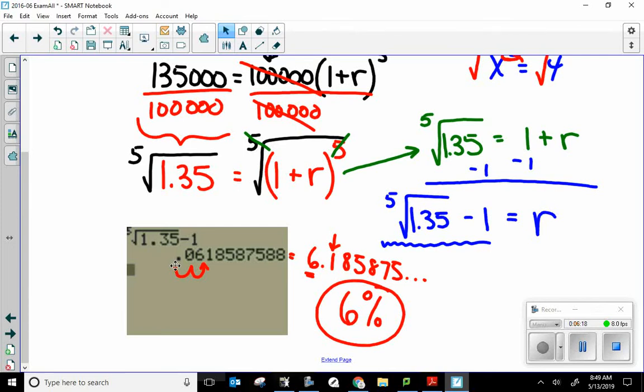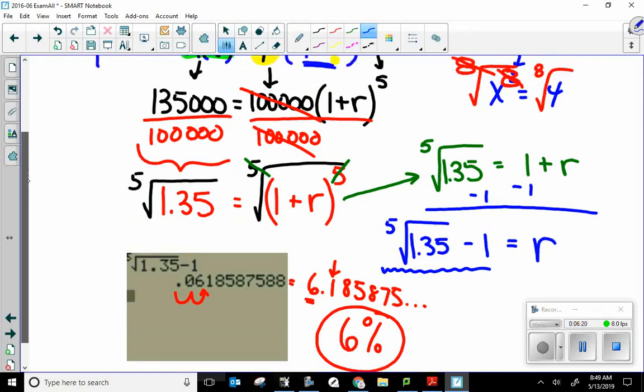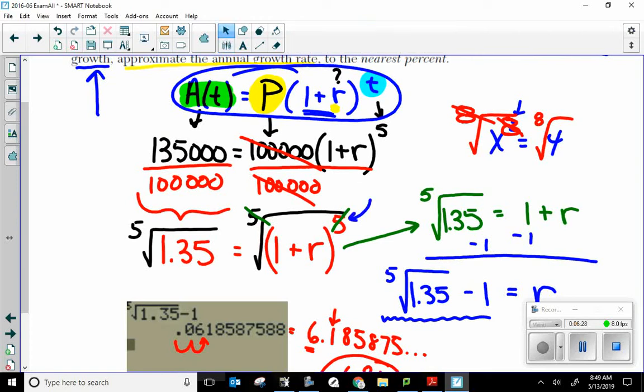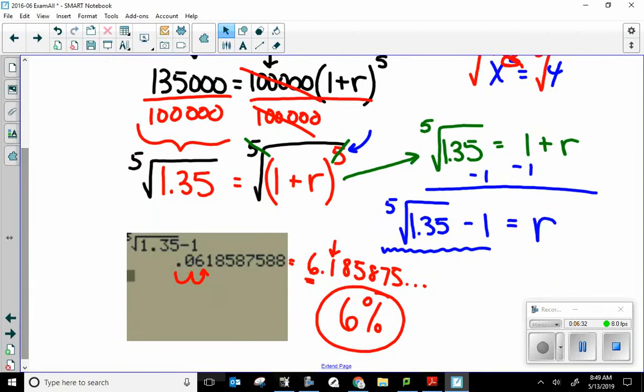Not too bad. I think, number one, most importantly, you got to remember growth and decay formula, okay? And next, you got to know how to handle this power of 5. If you can do that, this becomes really, really easy, okay? So our answer was 6%.